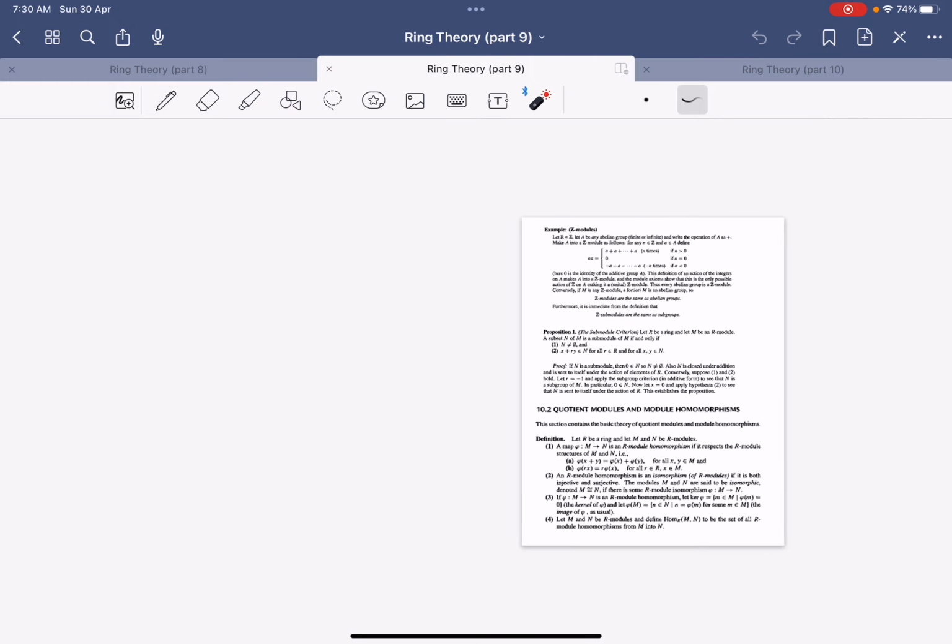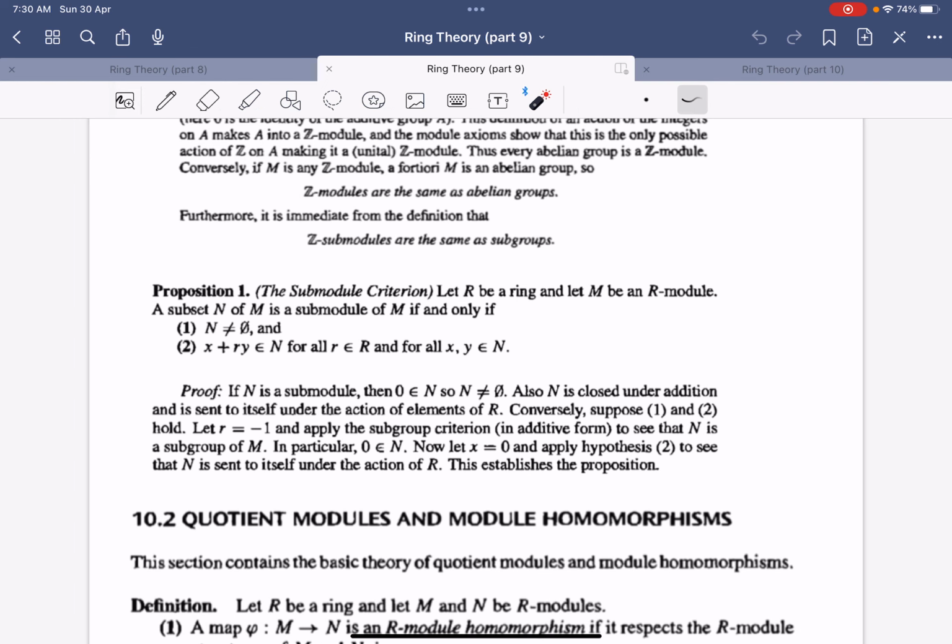So now we shall state a proposition and prove it, which is of course the submodule criterion. Like how we have the subspace criterion, we have a submodule criterion: a subset of M is a submodule if and only if it's non-empty and it satisfies this condition. So you can see it's very, very similar to when you do vector spaces. So this should be maybe easier, but if it's your first time, then take it slow.